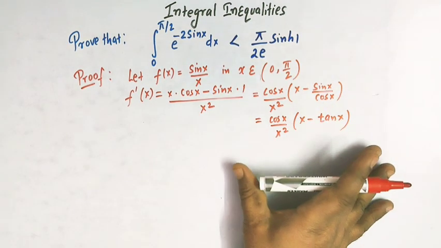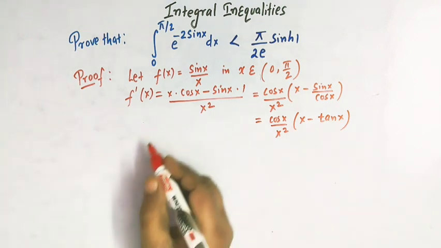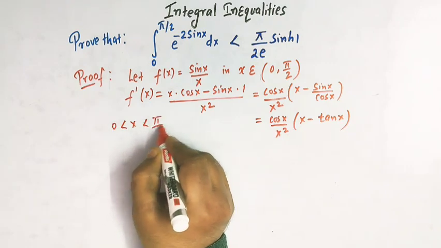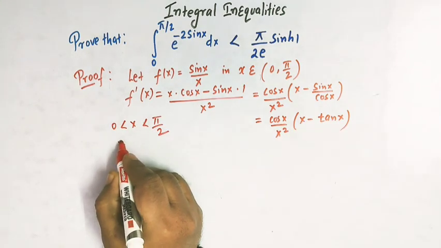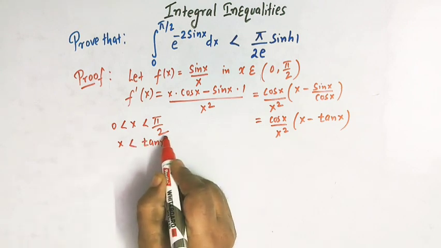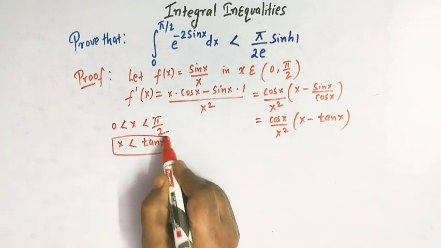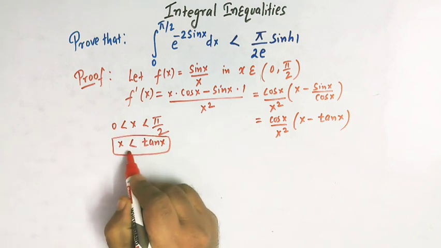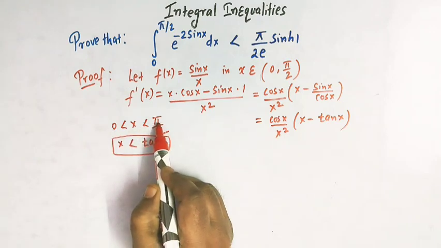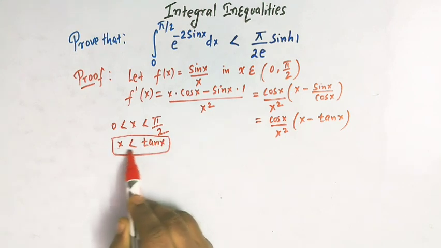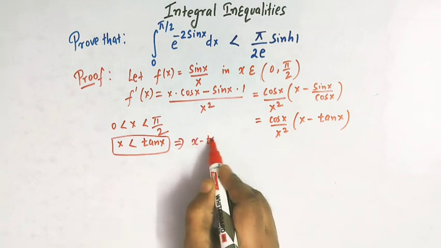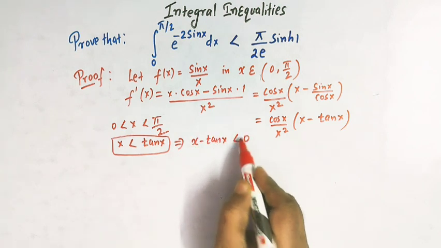Now from elementary trigonometry, we know that when x belongs to the interval 0 to pi by 2, x is always less than tan x, right? This is the result we are going to use, and we are not going to prove it here. So when x lies between 0 and pi by 2, x is less than tan x, which implies that x minus tan x is less than 0.